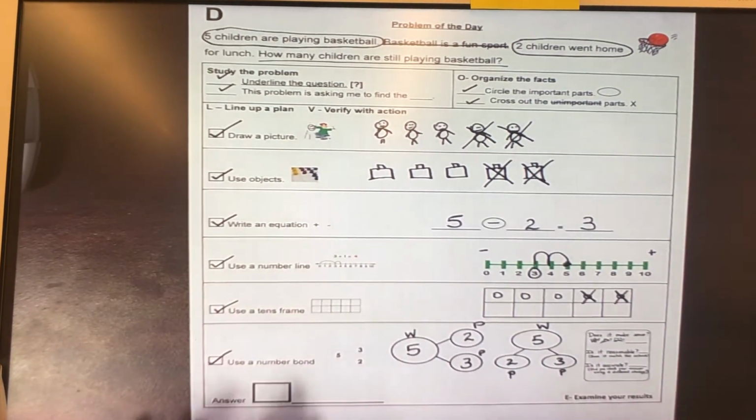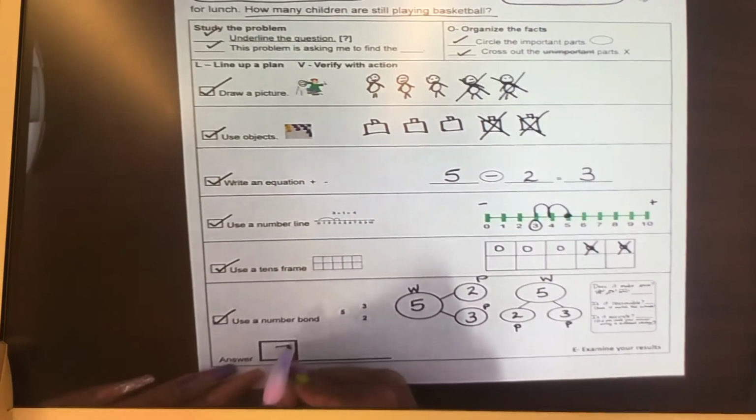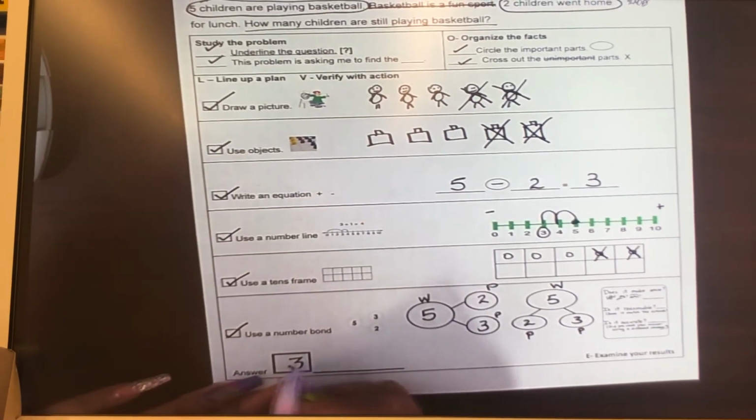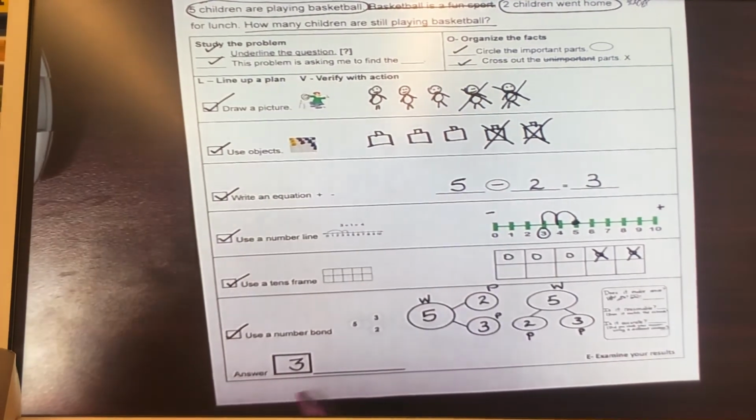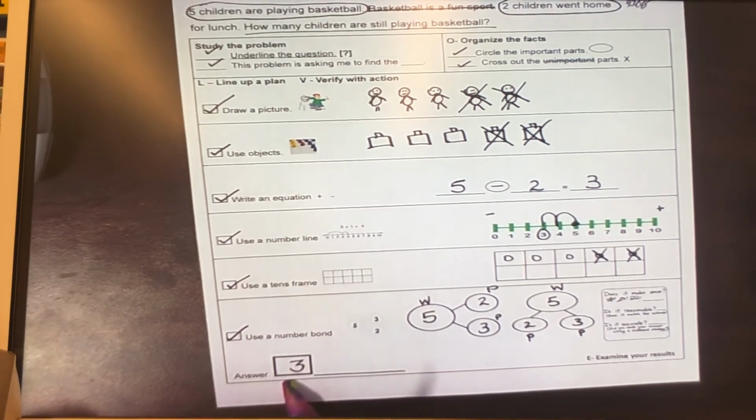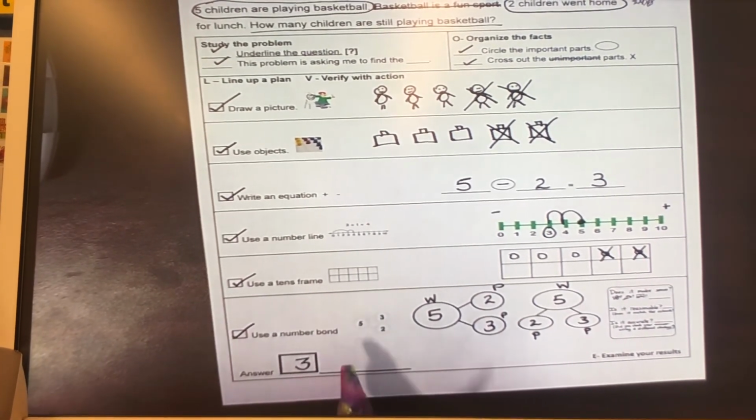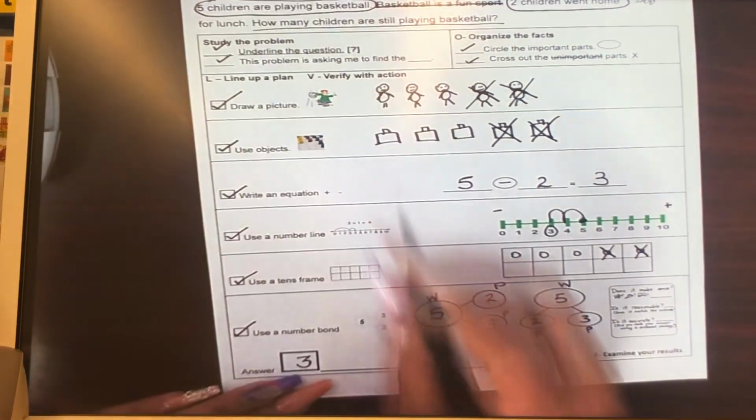Remember to check your answers and write your answer in the answer box. And make sure it's not just 3, it's 3 children. And we have children up here.